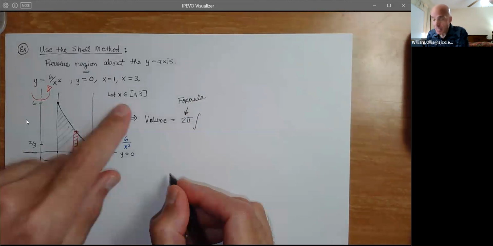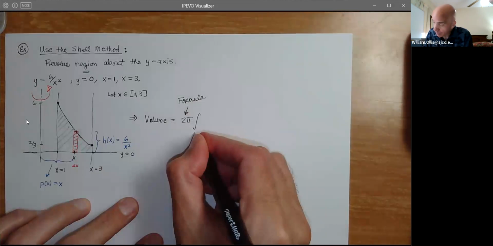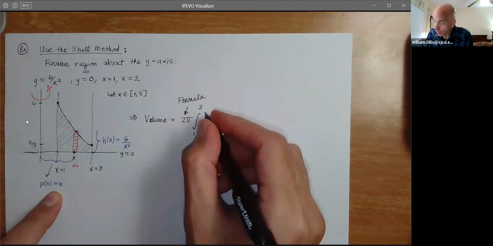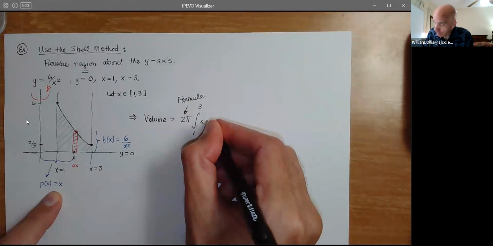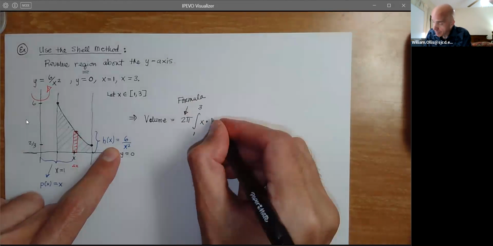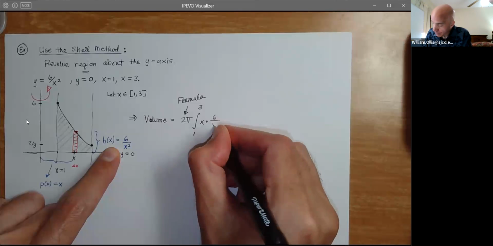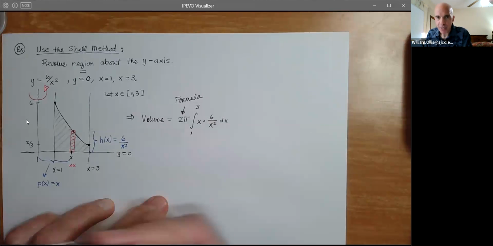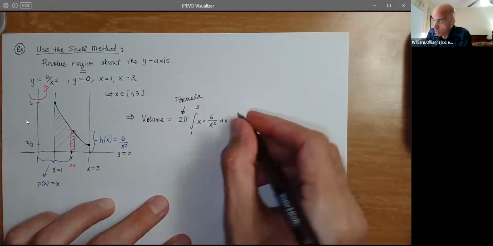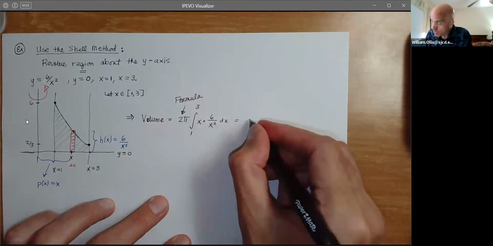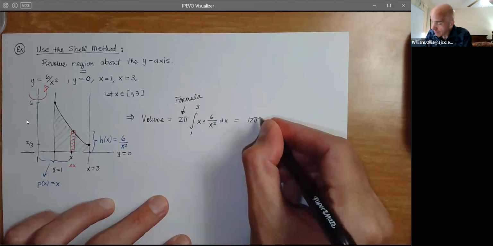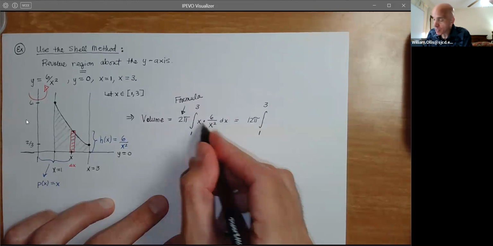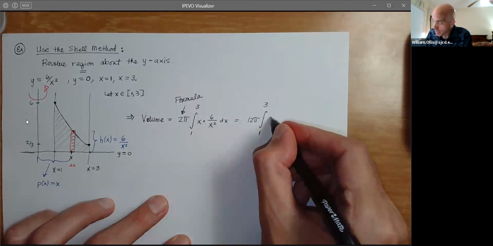So now we have limits of integration, 1 to 3. And we need our p of x, distance to the axis of revolution, which is x. And then the length of the strip, 6 over x squared, dx. So now, very simple, back to Cal 1 integrals. We can factor the 6, so that gives us a 12 pi, 1 to 3. And then, of course, the x divided by x squared is dx over x.